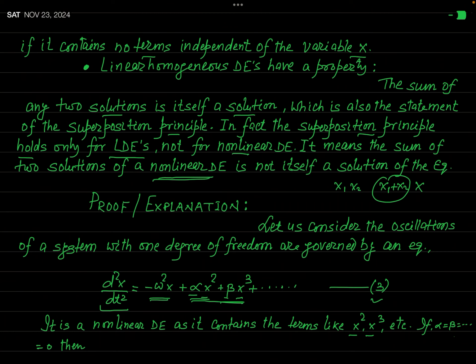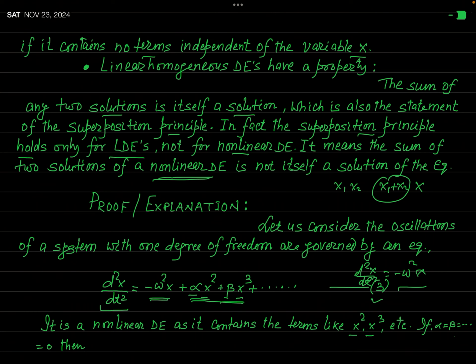So if the constants alpha, beta and so on in equation 3 are all 0, or can be taken to be 0 as a sufficiently good approximation, then this equation will simply become d2x by dt square equal to minus omega square x. And you know, then this equation will be a linear homogeneous equation. But if alpha, beta and so on are not 0, then this is a non-linear differential equation.